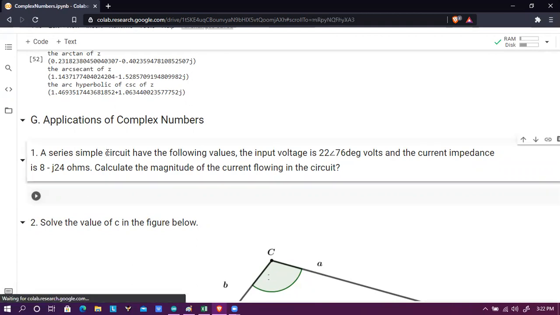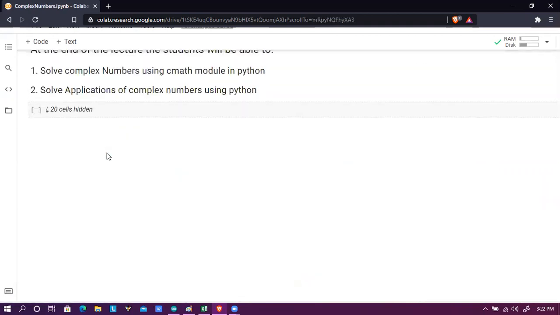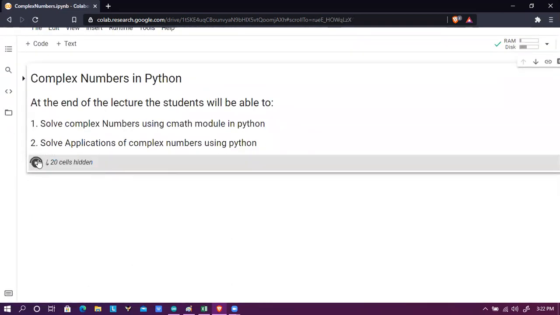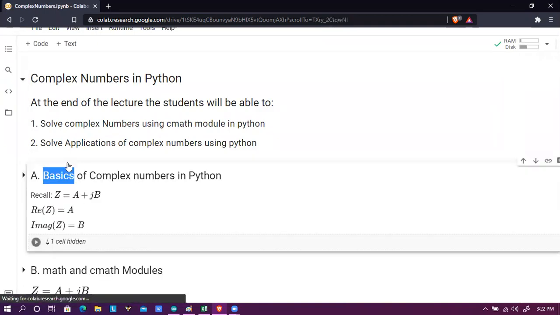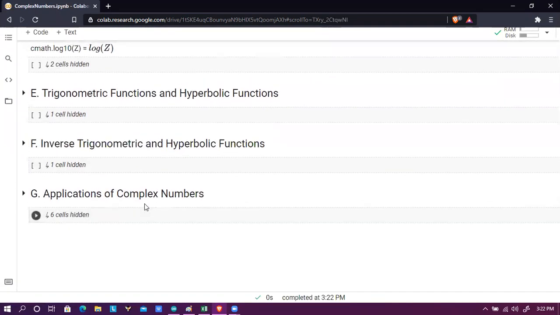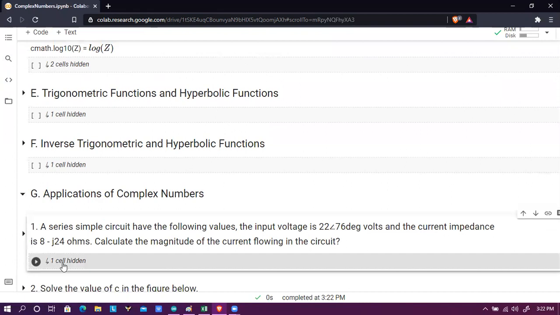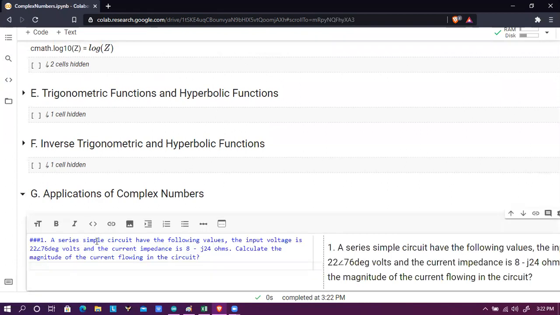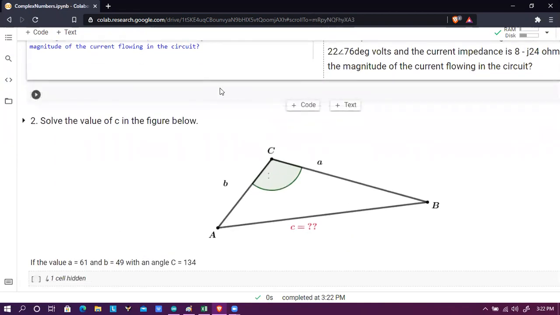Okay, let's revise the, where is it? It's hidden. Okay, application, one cell hidden. Okay, double click. This is a simple series circuit.